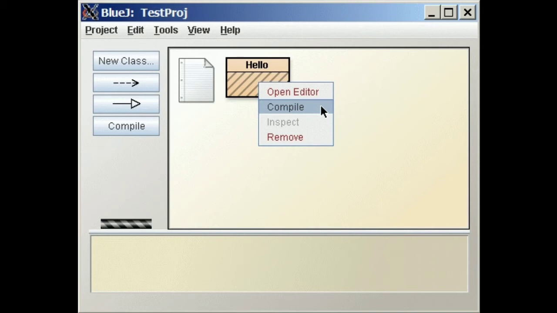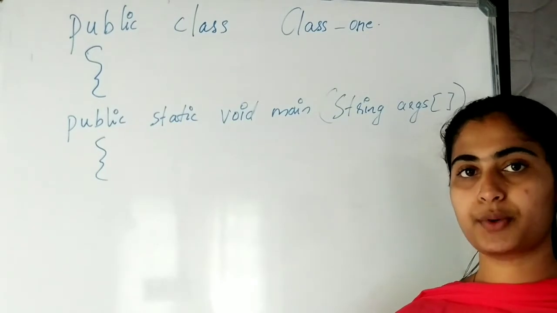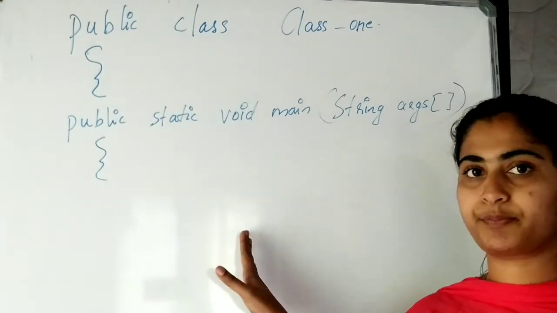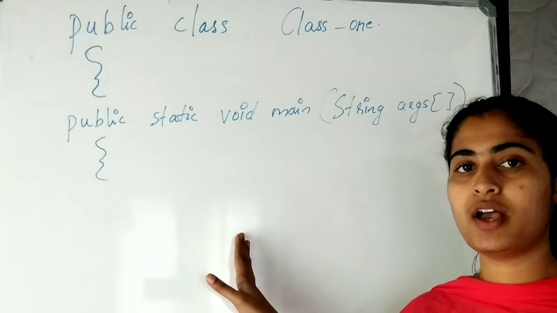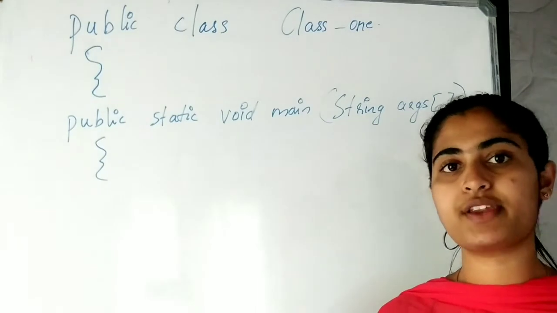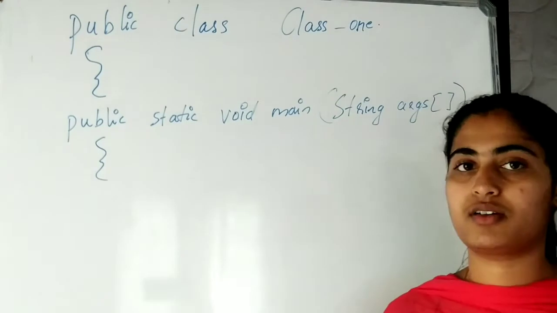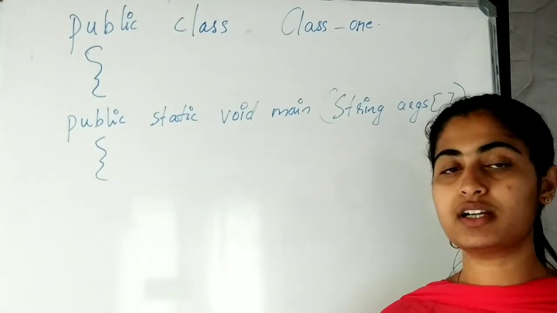So now we have seen how to write a simple Java program and also how to compile and execute that particular Java program using BlueJ. Students, always remember that your Java program starts with this part. In every Java program, the first part will be these things. It is common in every Java program. The first thing is public class, class 1. Your Java program starts with a class.